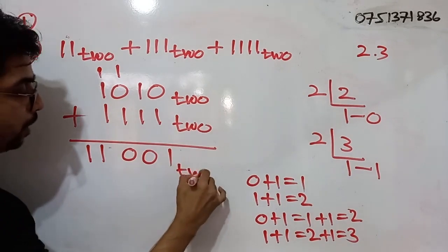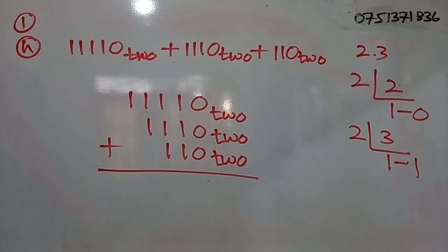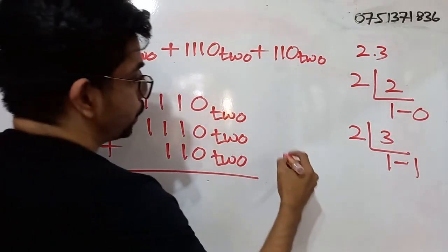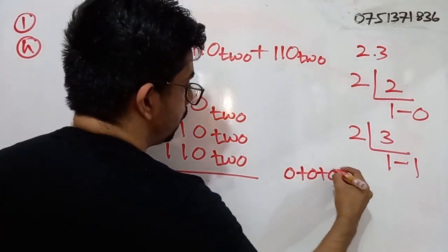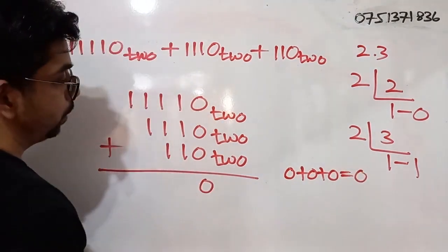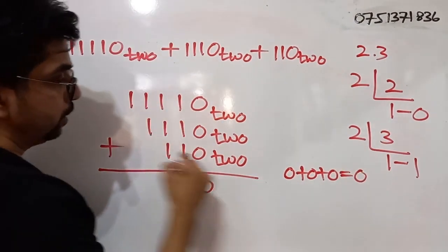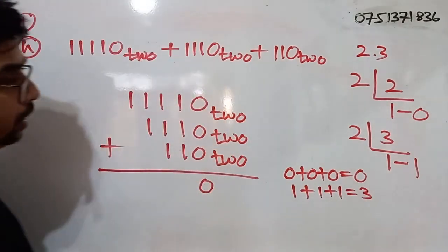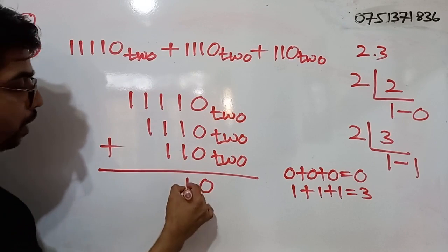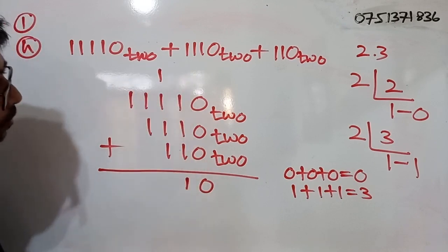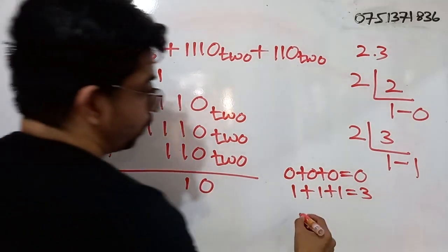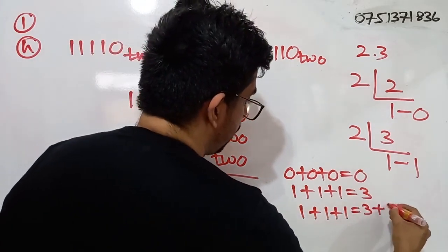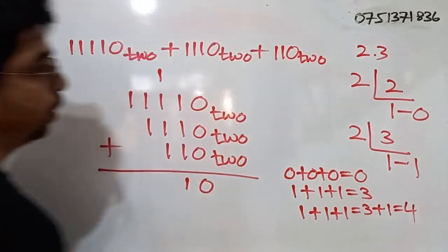So here the base will be what? 2. Right, so here we have to do this addition. So we will start from here. So 0 plus 0 plus 0, it will be a 0. So I'll put a 0 here. So now these three digits, 1 plus 1, so it will be a 3. So we will write 1 here, then push the other 1 to the other place. So 1 plus 1 plus 1, so it's a 3. To that we add a 1, so it becomes a 4.